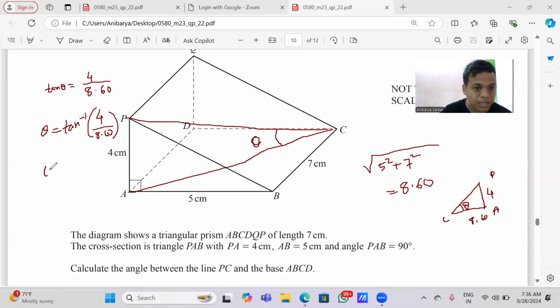So the value of theta is 24.9 degrees. Hope you understood this. In this case, you always have to find the diagonal. How do you find the diagonal? By using the Pythagoras theorem, you can find the diagonal.